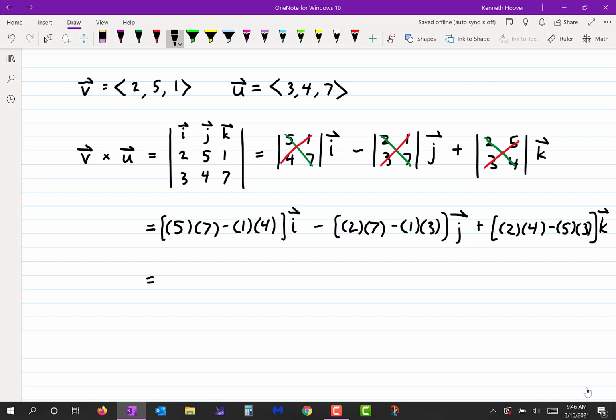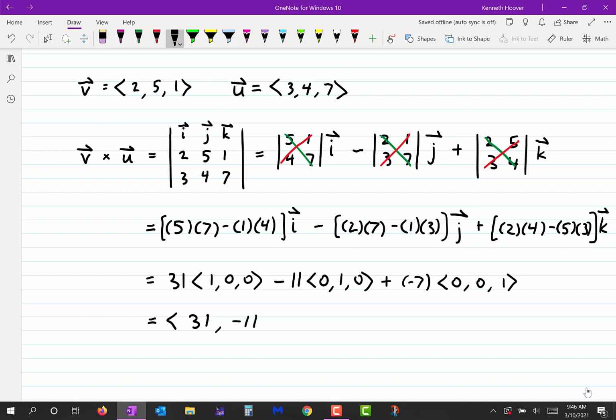Okay, so what's that give us here? Let's see, 35 minus 4, so that'll be 31 times the vector i, minus 14 minus 3, that's 11, times the vector j, plus 8 minus 15 will be negative 7 times the vector k. So we get the vector 31, negative 11, negative 7.